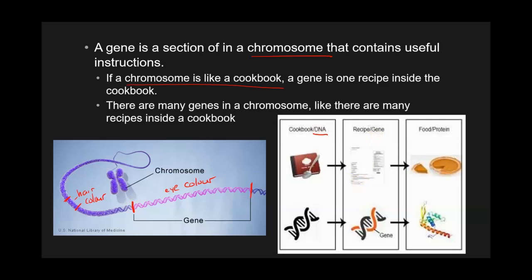And lastly, these recipes will code for specific functions. If it's a recipe, it'll make specific food. If it's a gene, it's going to make specific proteins that have specific functions. So this whole piece again would be like a cookbook. This would be like a recipe within that cookbook, and it's going to create a specific protein. Maybe it's the protein that makes your eyes have a specific color. So these are proteins that have specific functions.